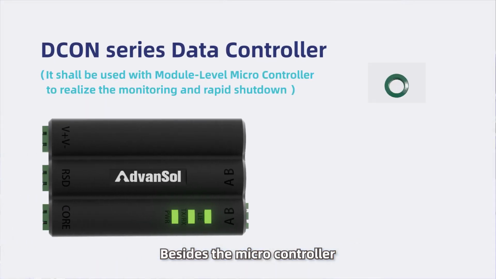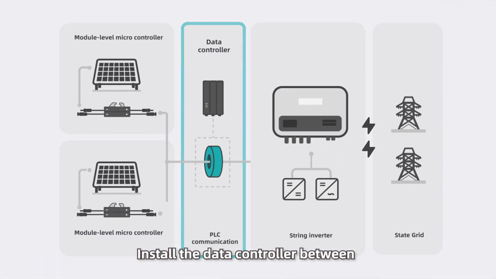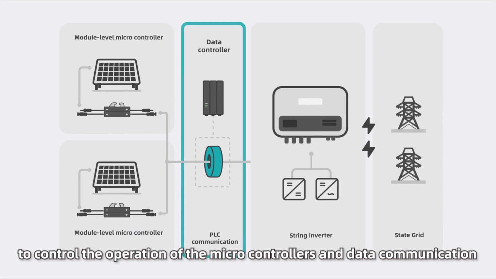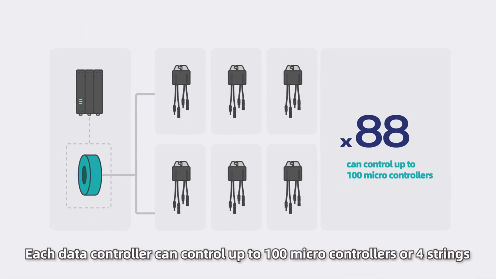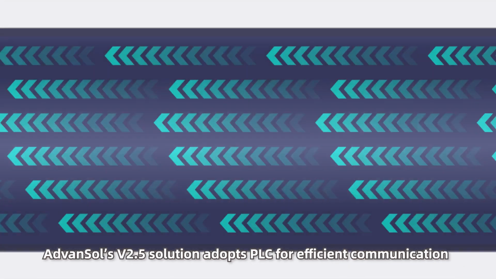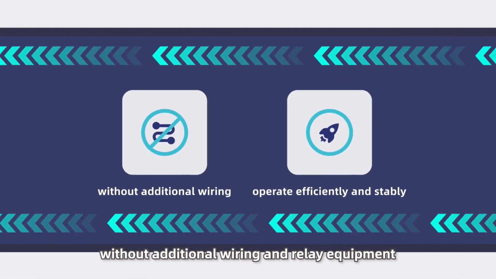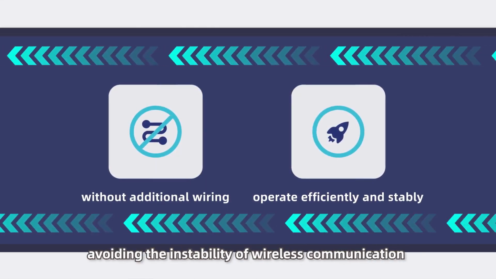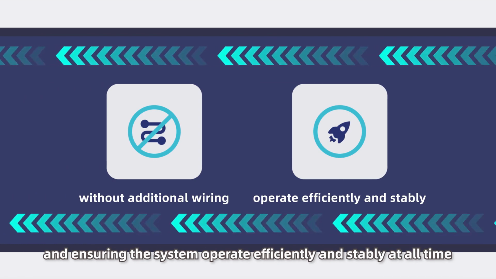Besides the microcontroller, AdvanSol's V2.5 solution also requires the data controller. Install the data controller between the microcontroller array and the inverter to control the operation of the microcontrollers and data communication. Each data controller can control up to 100 microcontrollers or 4 strings. AdvanSol's V2.5 solution adopts PLC for efficient communication without additional wiring and relay equipment, avoiding the instability of wireless communication and ensuring the system operates efficiently and stably at all times.